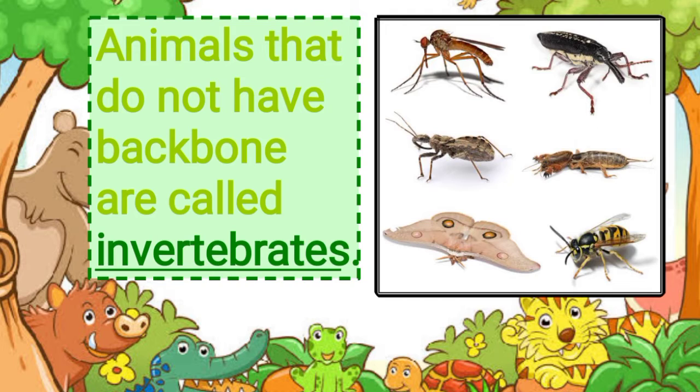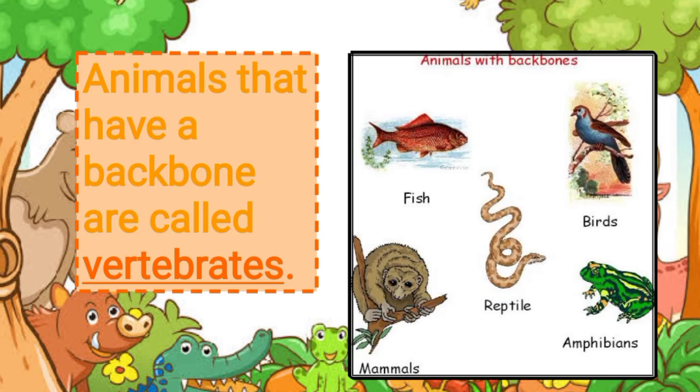An insect has 6 legs and its body is divided into 3 parts: head, thorax, and abdomen. And most insects have a hard outer covering made up of a material called chitin. A few insects such as mosquitoes and butterflies can fly.